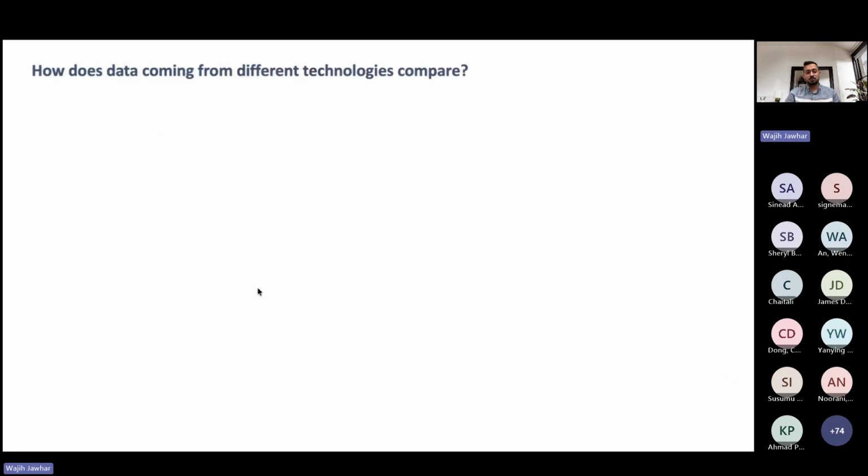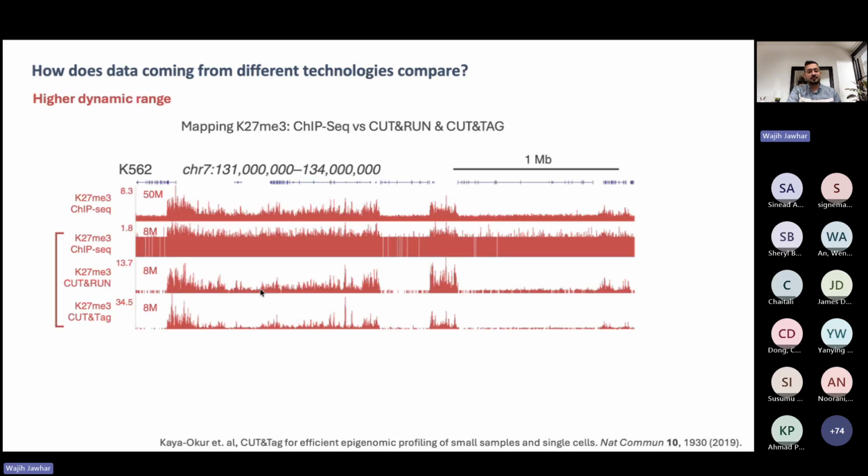Another concern that we got, which was, of course, already part of our slides, is how does the data look? How does it compare between the different technologies? So firstly and importantly, in situ-based cleavage technologies offer significantly higher dynamic range. You can clearly see and appreciate in this example of mapping K27 trimethylation that true biological signal from CUT&RUN and CUT&Tag is easily discernible from random experimental interference coming from ChIP-seq. The signal here coming from ChIP-seq is sadly highly muffled by high background noise because of the caveats I spoke about before.